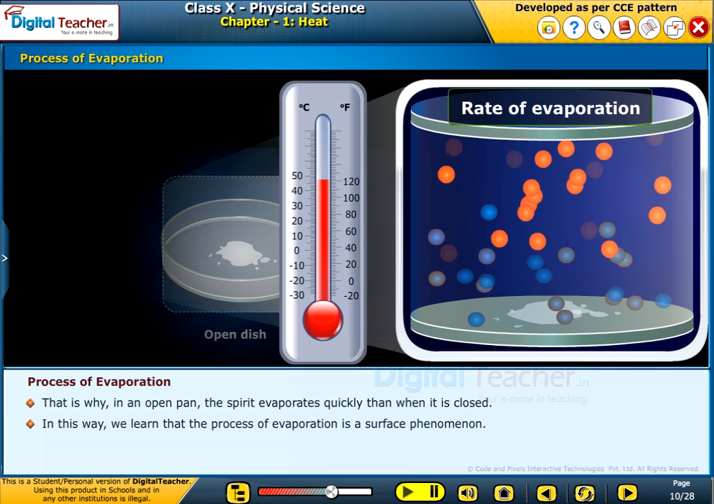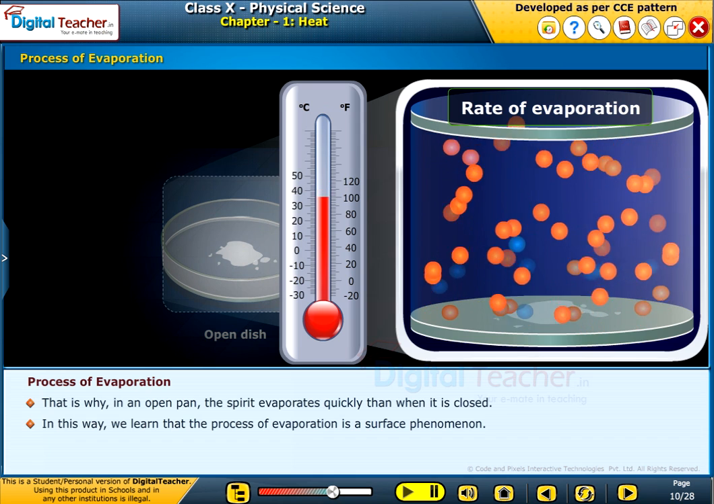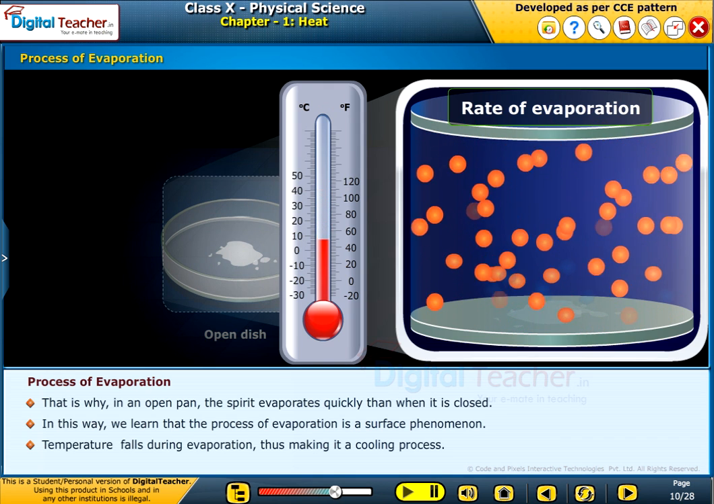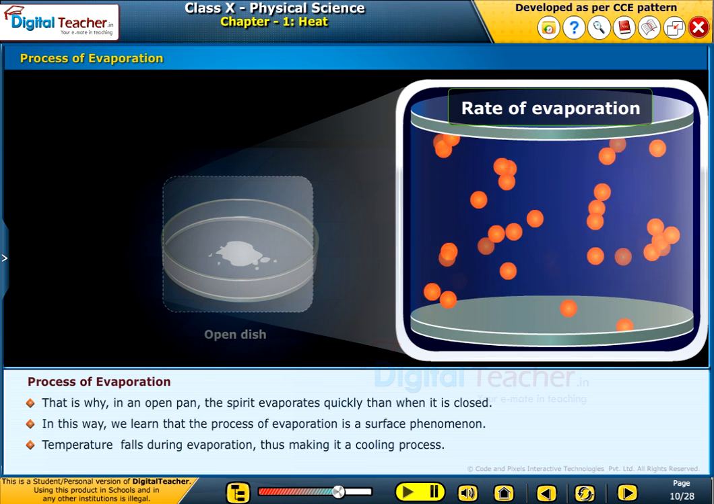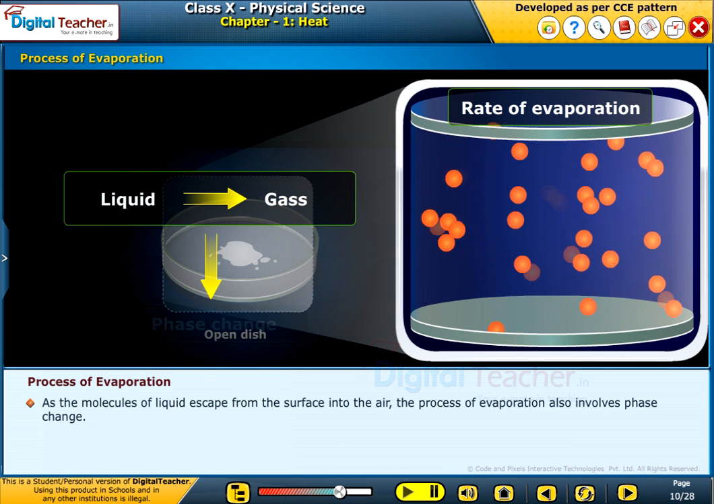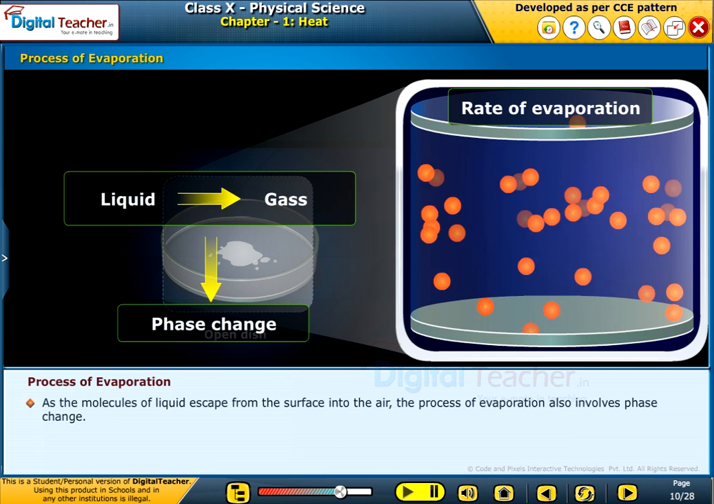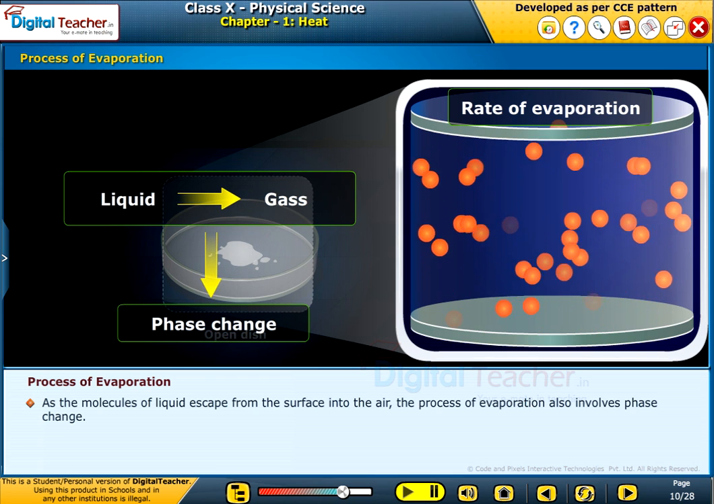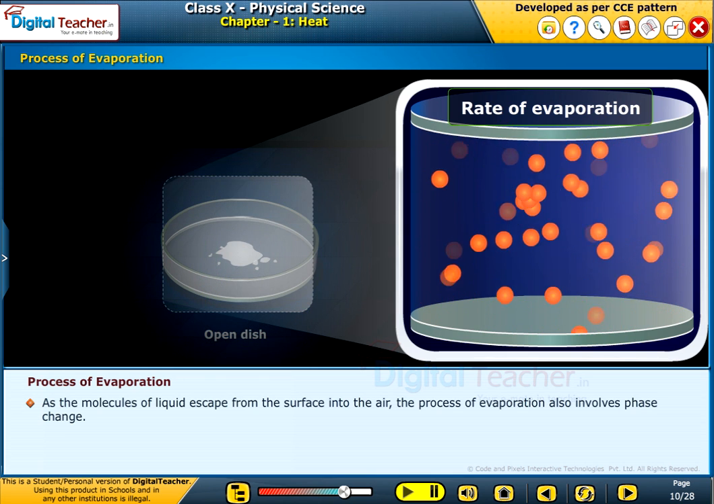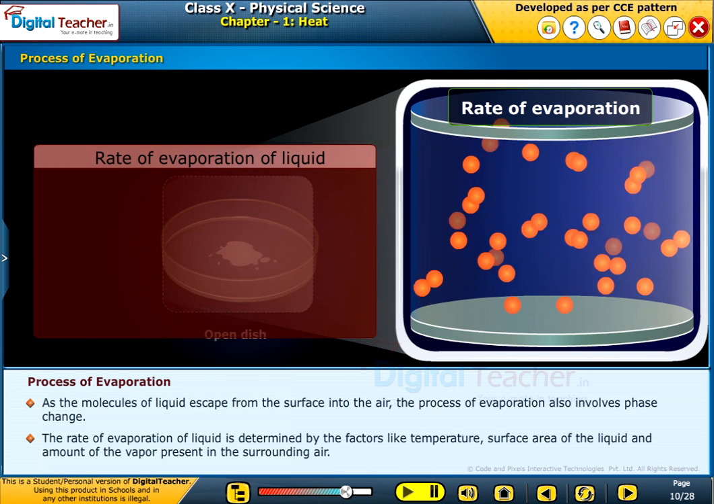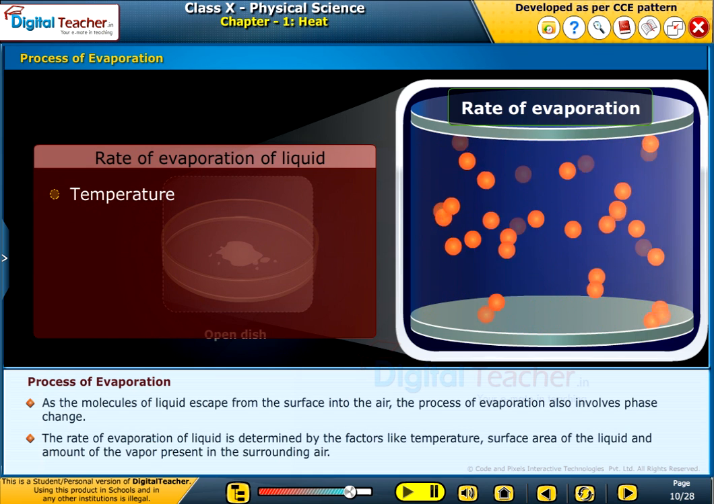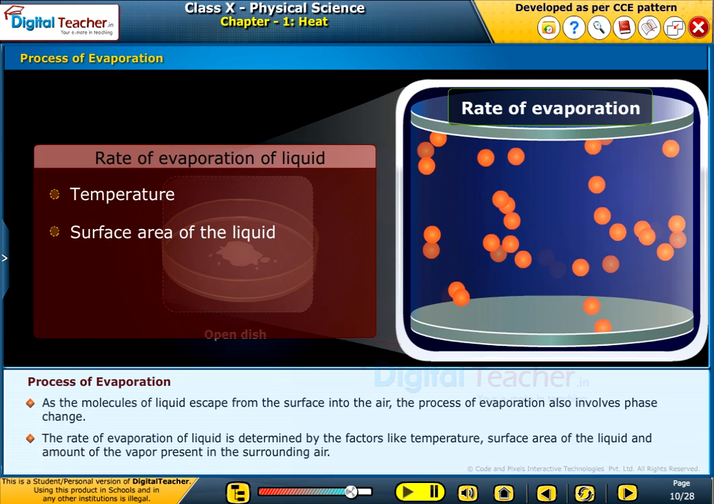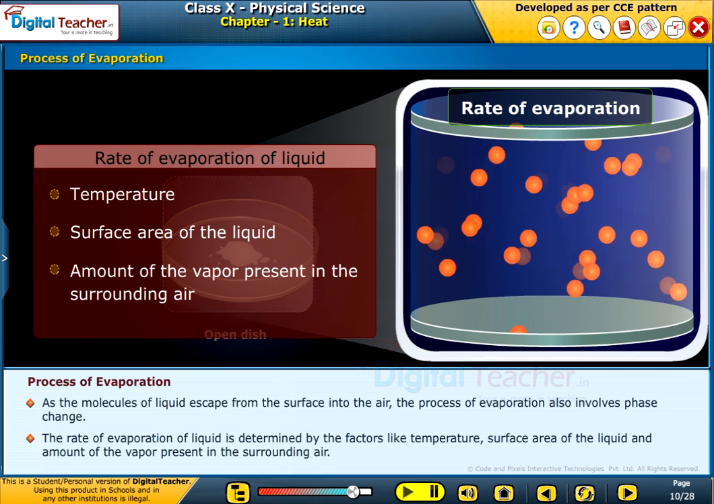In this way, we learn that the process of evaporation is a surface phenomenon. Temperature falls during evaporation, thus making it a cooling process. As the molecules of liquid escape from the surface into the air, the process of evaporation also involves phase change. The rate of evaporation of a liquid is determined by factors like temperature, surface area of the liquid, and amount of vapor present in the surrounding air.